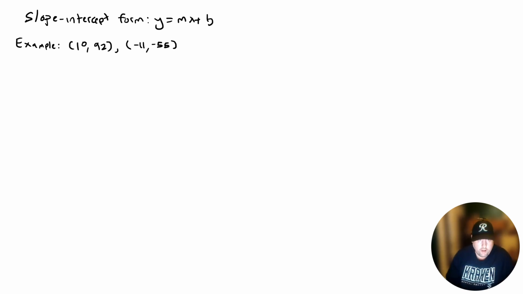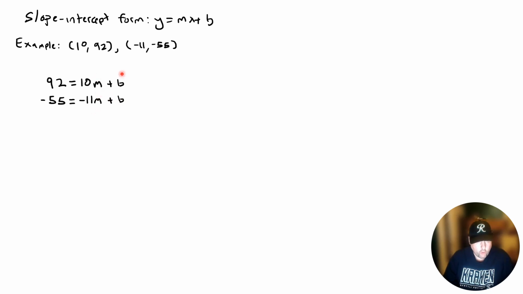So what we're going to do is set up a system of equations by taking (10, 92) and (-11, -55) and plugging those in individually into slope-intercept form for x and y. When I plug the first point into the slope-intercept form, I get 92 equals 10m plus b. And when I do the same thing with the second point, I get -55 equals -11m plus b.